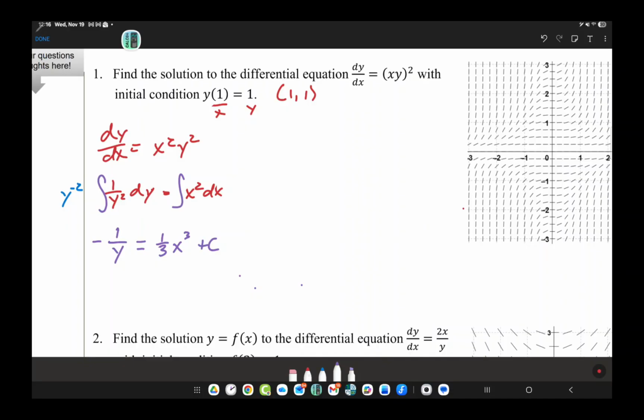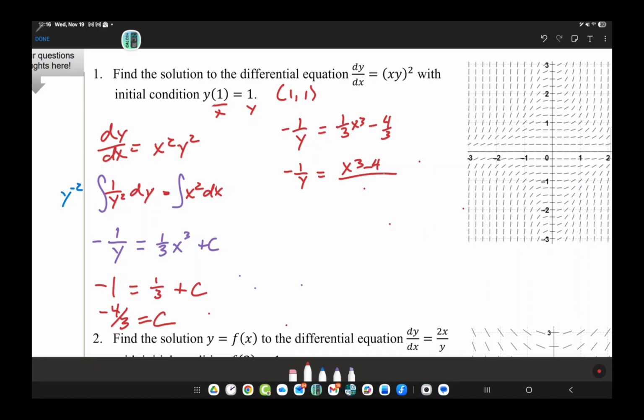So we are going to plug in 1 and 1 for x and y next. So negative 1 equals 1/3 plus c, basically. So that gives you negative 4/3 equals c. So we have negative 1 over y equals 1/3 x cubed minus 4/3. And it might be better to write this as negative 1 over y equals x cubed minus 4 all over 3.